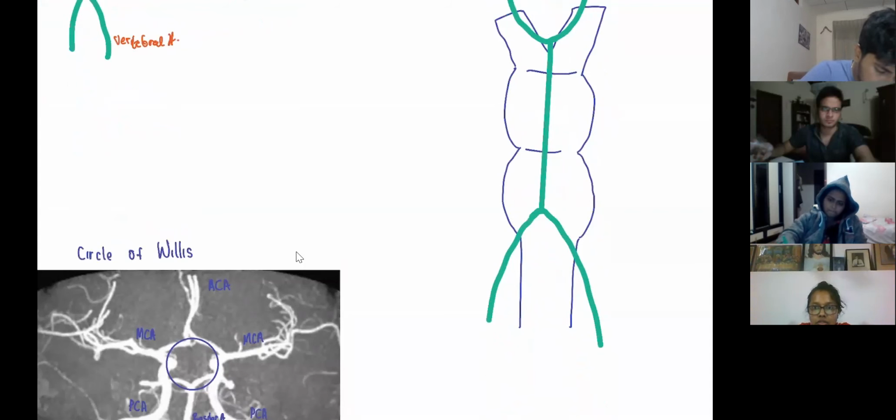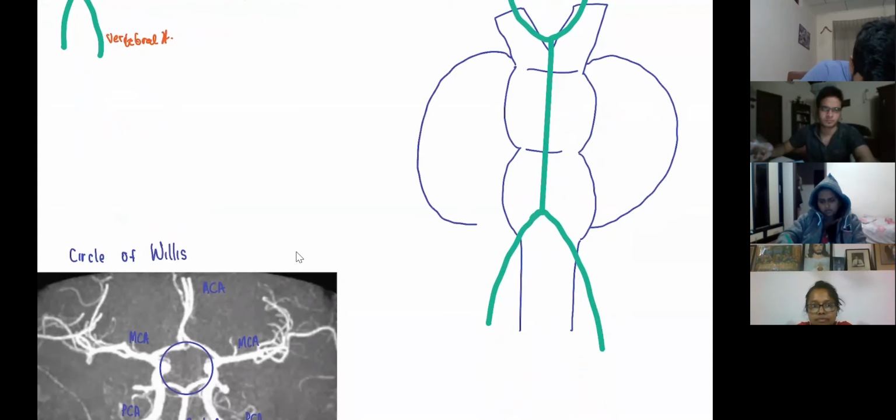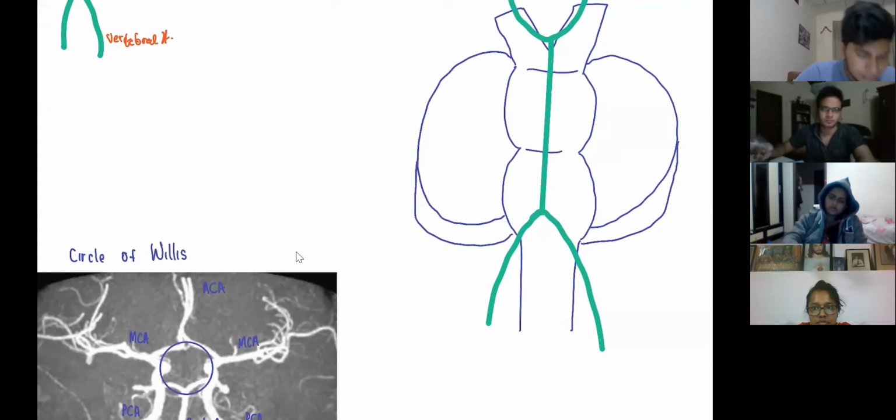Now, I need to draw one structure which is going to annoy the hell out of you guys, because this is what we need for stroke discussion. The cerebellum. Okay.